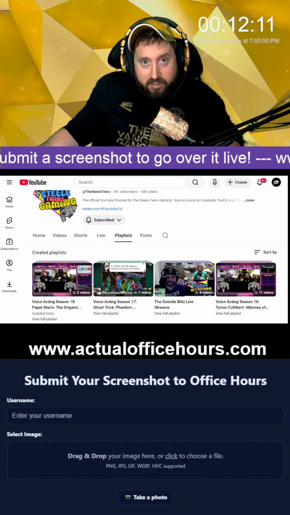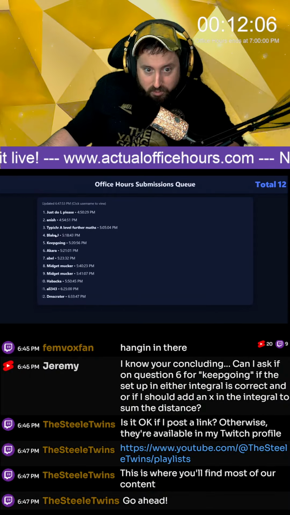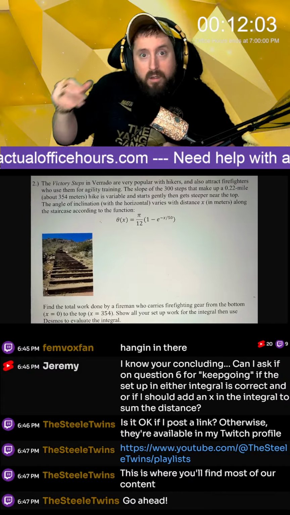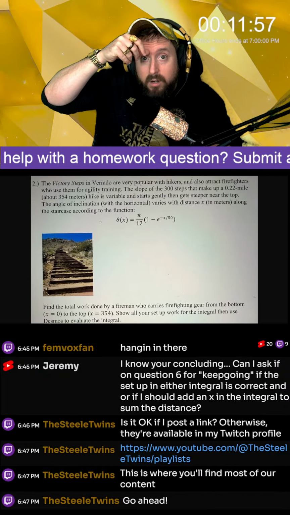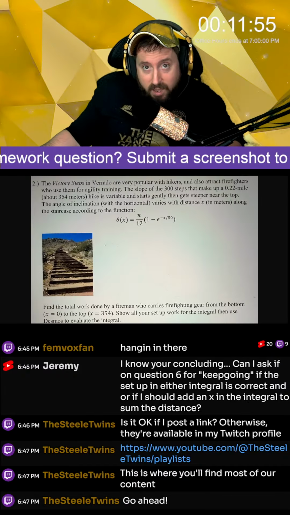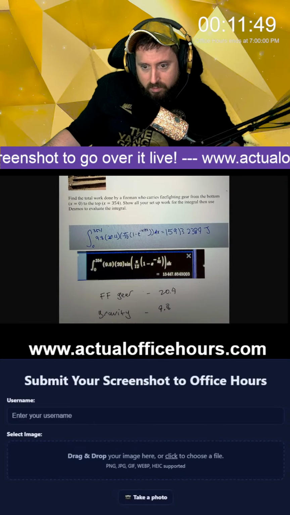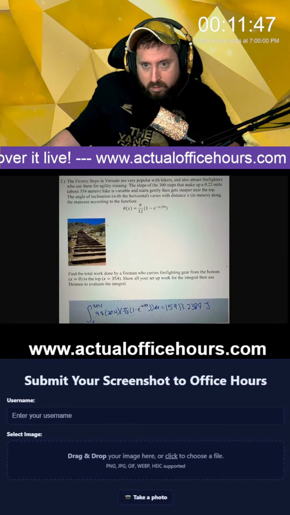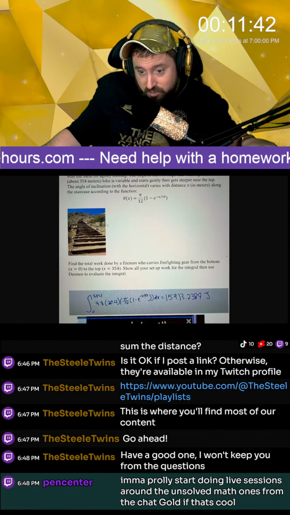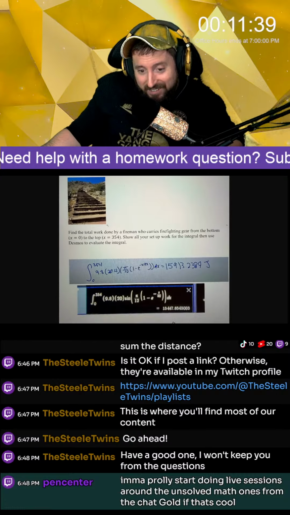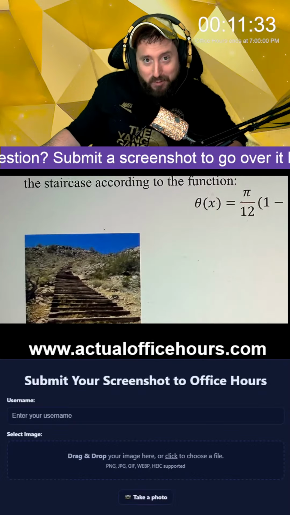Jeremy says, I know you're concluding. Can I ask on question 6 for keep going? Where's this? Oh, here, let me look at your question real quick. This one, keep going. If the setup in either integral is correct, and if I should add x to sum the distance. The angle of inclination changes. Oh, Jesus. Surprise. I'd have to look at this a little bit more. This would take me time. Sorry, I can't do this off the cuff real quick.